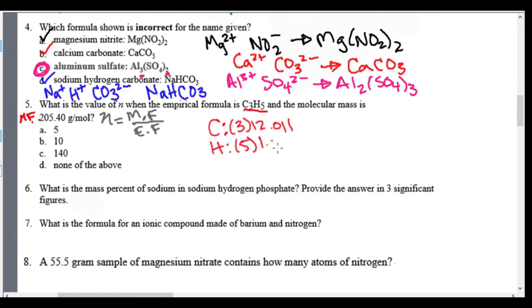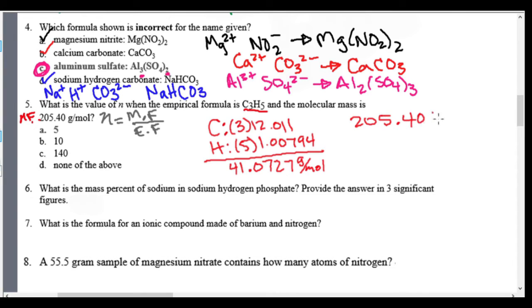So now we're going to take the 205.40 grams per mole divided by our 41.0727 grams per mole. Notice how our units cancel in this one. And that's actually going to give us 5.000 and then more numbers, which means our N is going to equal 5. And that gives us this number right here.